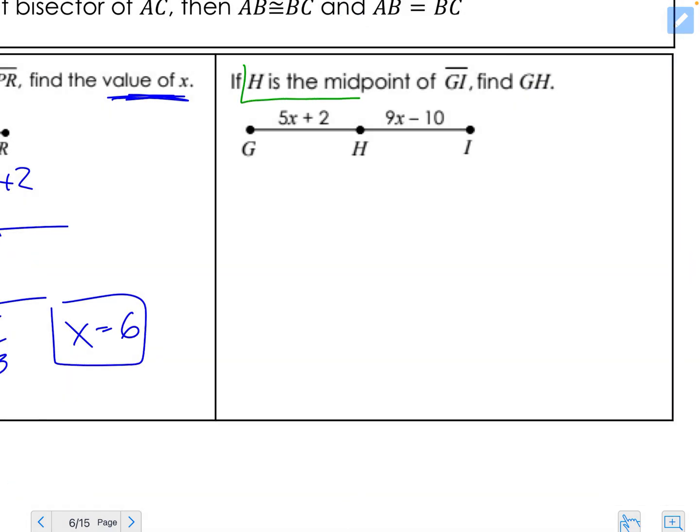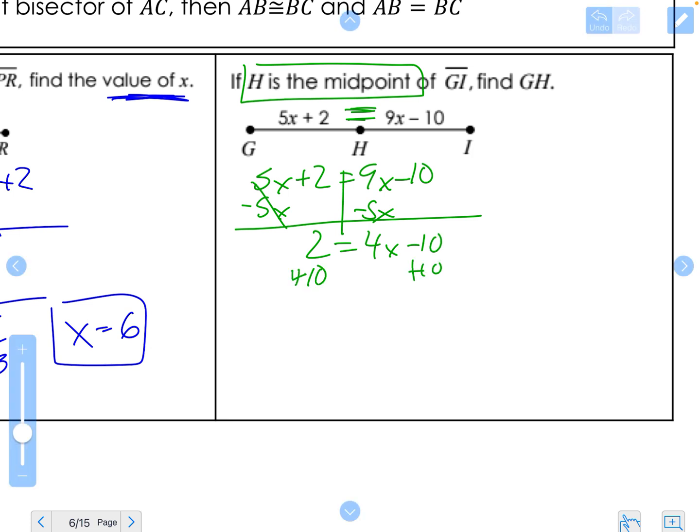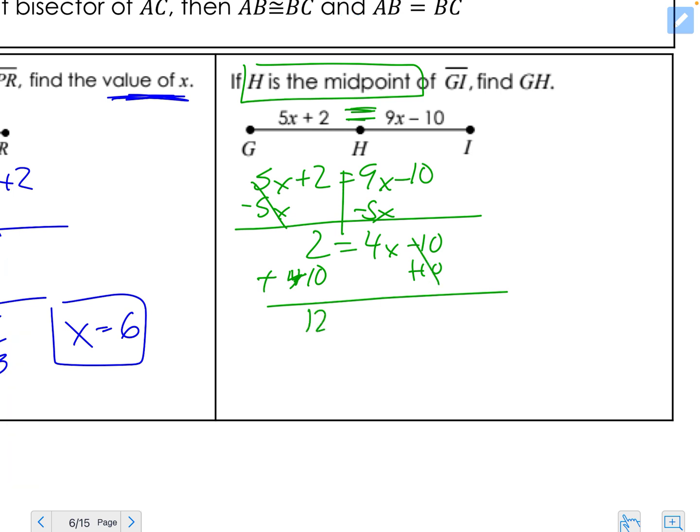Again, the problem tells me that H is the midpoint, so I'm automatically going to find H and put my equal sign. So now we've got our math problem: 8x plus 2 equals 9x minus 10. I'm going to subtract the 8x. 2 equals x minus 10. I'm going to add 10 to the other side. So 2 plus 10 is 12, equals x.